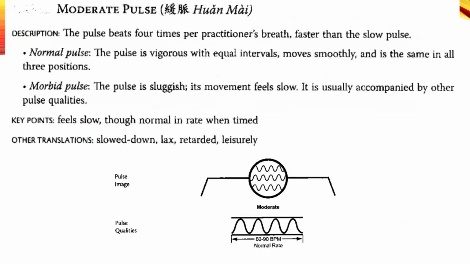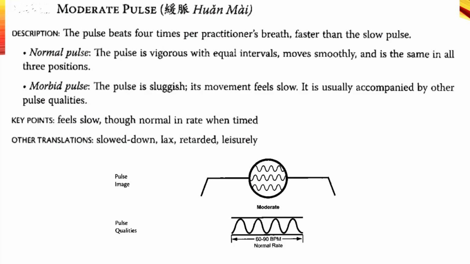Pag moderate pulse naman po, yung description po nito, the pulse beats 4 times per practitioner's breath, faster than the slow pulse. So normal pulse, the pulse is vigorous with equal intervals, smoothly, and the same in all 3 positions. Nararamdaman natin yung normal. Pag morbid pulse naman po, the pulse is sluggish, its movement feels slow, it is just usually accompanied by other pulse qualities.